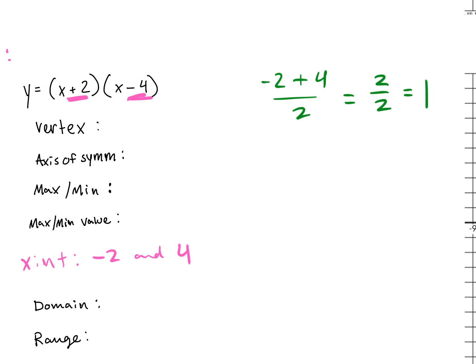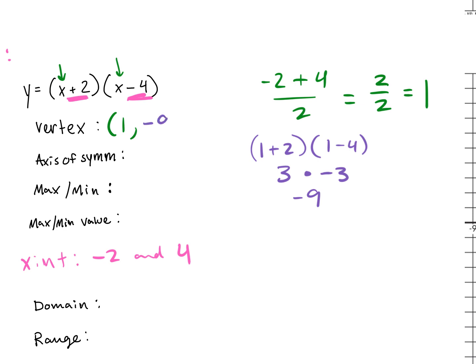So what is 1? The x in our vertex. How do we find the y? Plug it in. We're going to plug it into the x's. So I have 1 plus 2 times 1 minus 4. 1 plus 2 is 3. And 1 minus 4? 3 times -3? -9. What is -9? The y in our vertex.